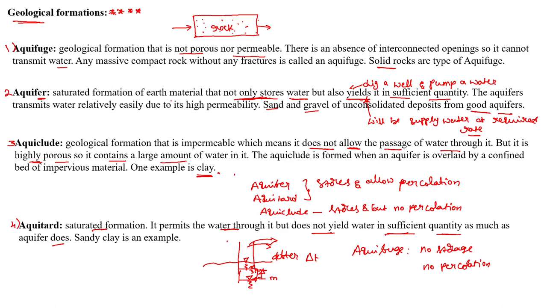So aquitard stores and allows the water, but gives less yield, whereas aquifer will give more yield. And aquiclude only stores but has no percolation. Aquifuge, no storage, no percolation. The example of aquifuge is rock, the example of aquiclude is clay, the example of aquitard is sandy clay, and aquifer is sand or gravel.